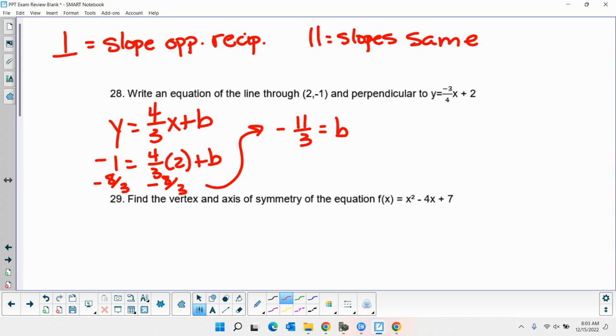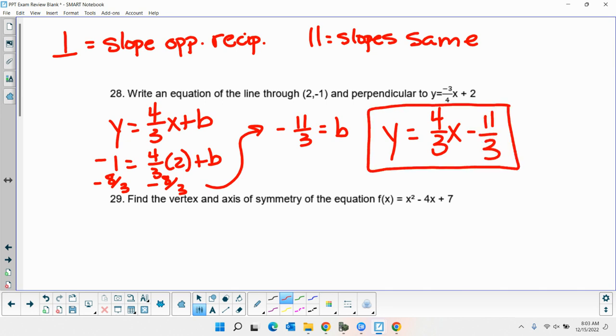Or again, you could do the decimal route, do it in your calculator, no problem with that. So my answer then is y equals 4/3 x, and then instead of b, I know what it is now, minus 11/3. If you do the decimal route, 4/3 is 1 1/3, and 11/3 is 3 2/3. So either way is okay, decimal or fractions.